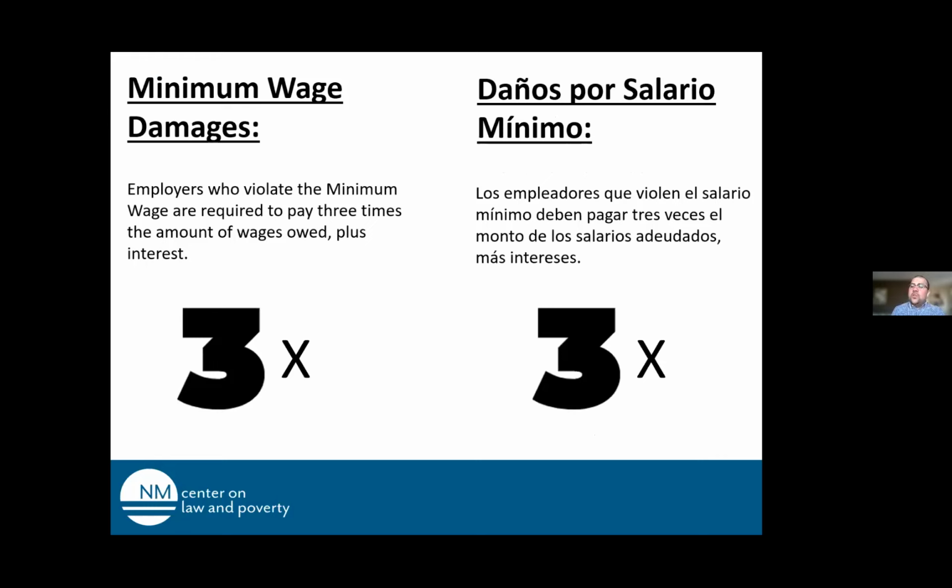Now, employers who violate the minimum wage are required to pay 3 times the amount of owed wages plus interest. This is an extremely important thing to keep in mind, that if an employer chooses not to pay the correct wages, then their punishment, or the way that the law assesses a fine, if you want to call it that, on the employer is by obligating them to pay 3 times the amount of the wages that they owe. So it is in every employer's interest to pay their employees the minimum wage that they should be paid. If not, they will have to pay 3 times the amount that they owe, plus interest in some instances.